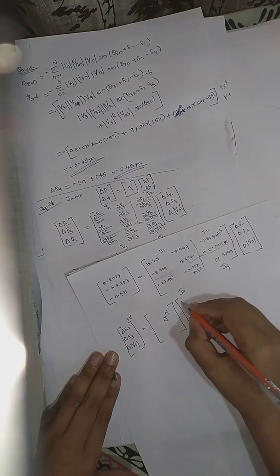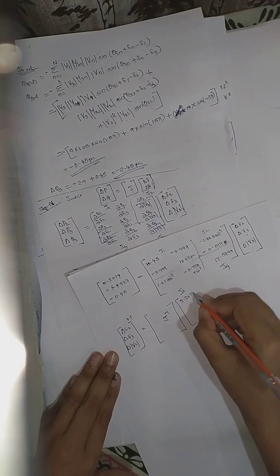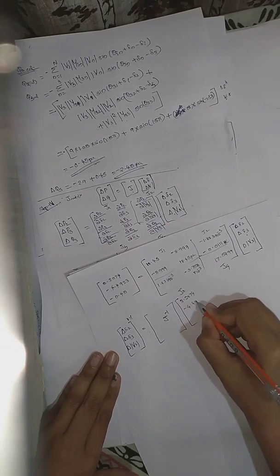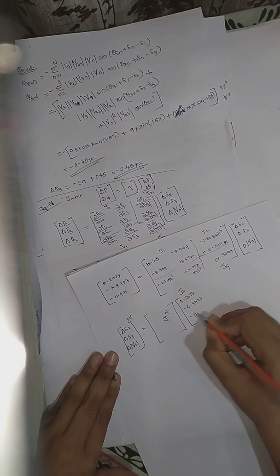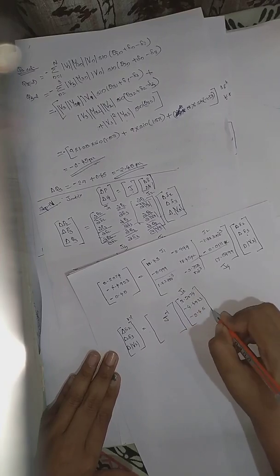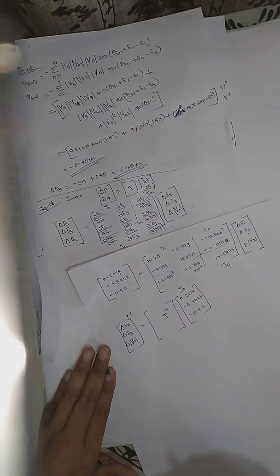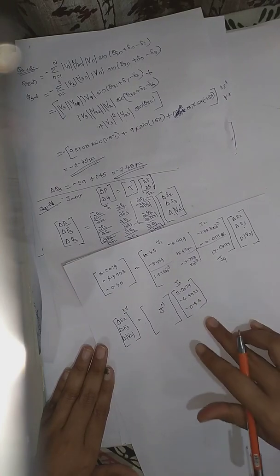into this 3.2074, minus 4.4923, minus 0.45. Okay, so we can do it like this, and we can calculate our J inverse.